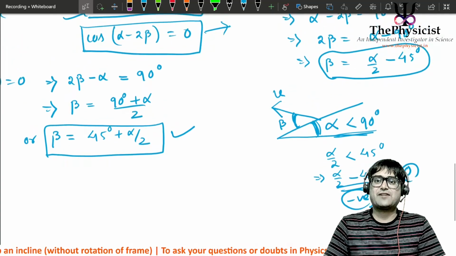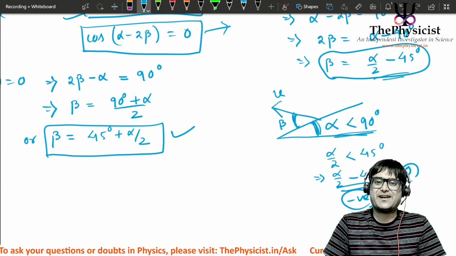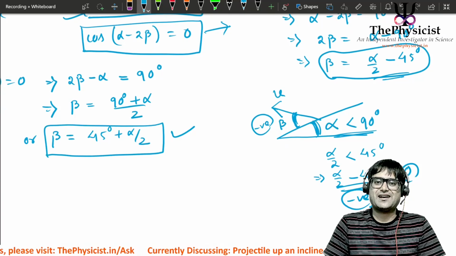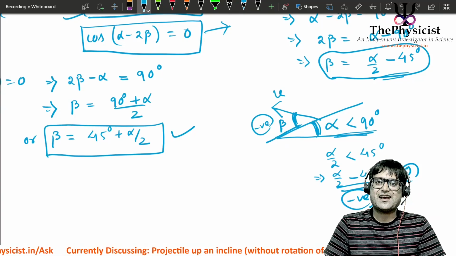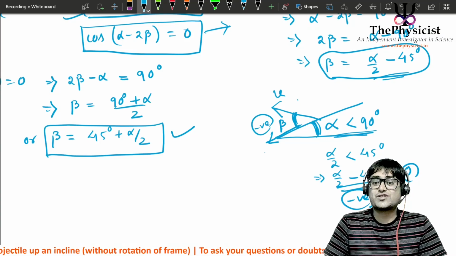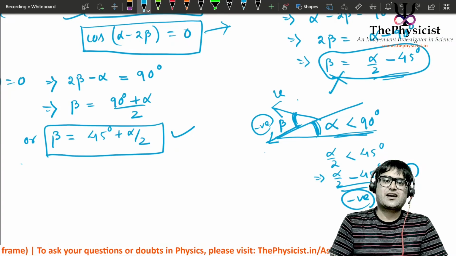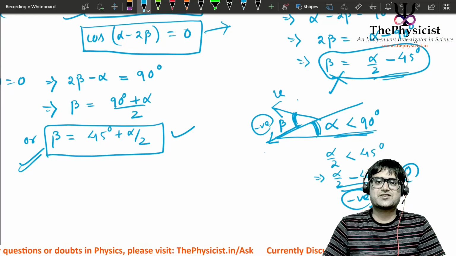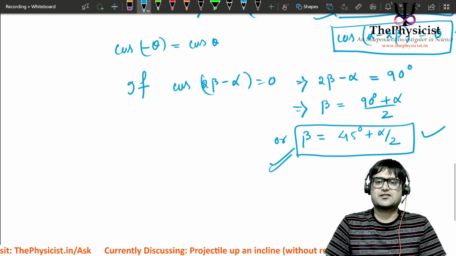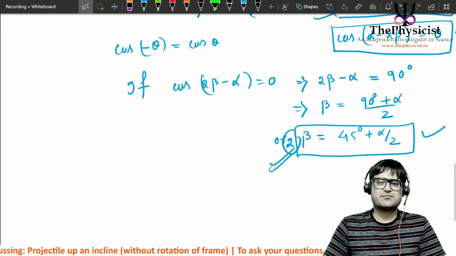So if beta were alpha by 2 minus 45 degrees, then beta would be negative, right? And we are not taking beta as negative. We are using beta as a positive value when taken as the angle between down the incline and u. So since we're choosing beta in a particular order, we cannot take this. We have to stick with the other one. So this is your condition for maximum range, part 2.